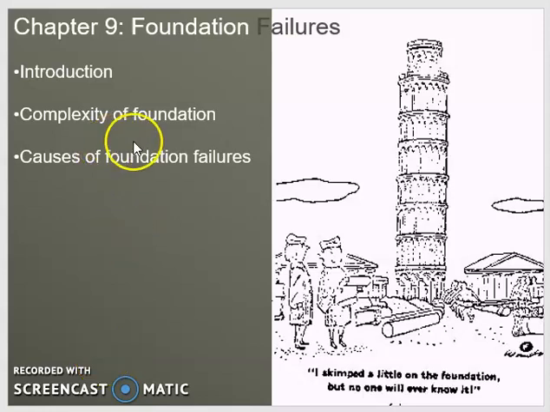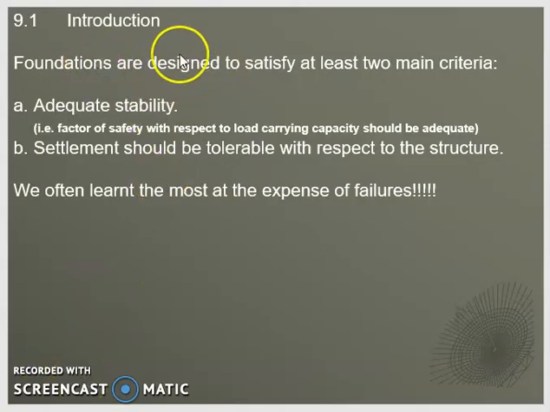For this chapter 9, we will look at the foundation failures. I will talk about the complexity of the foundation versus the superstructure, for example. And we will also look into the causes of possible foundation failures. So foundations are designed to satisfy at least two main criteria.